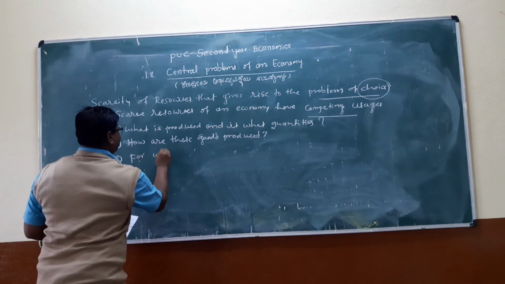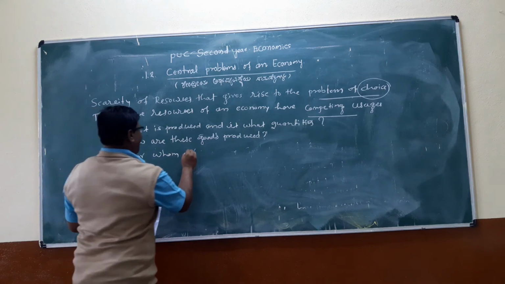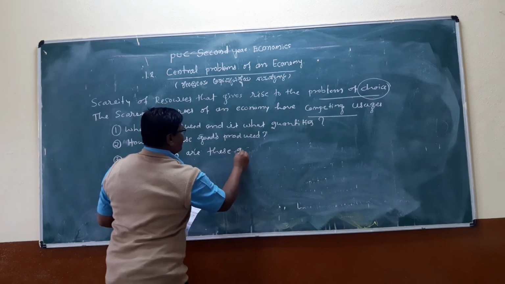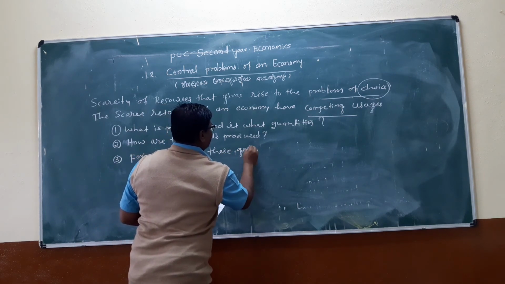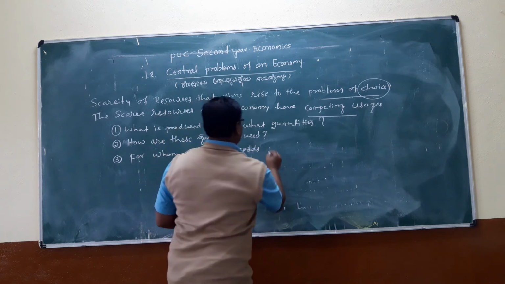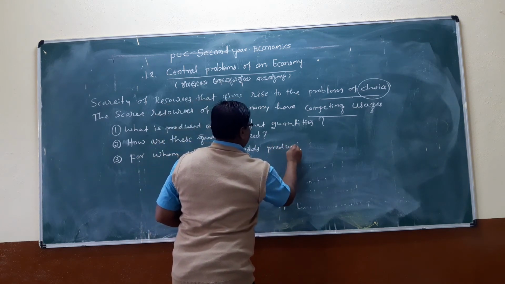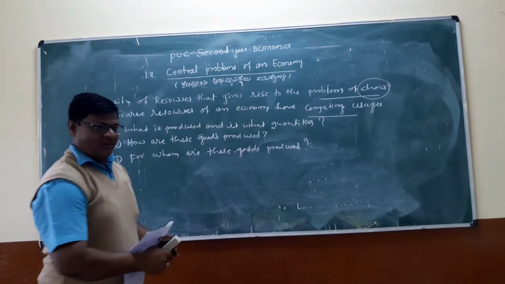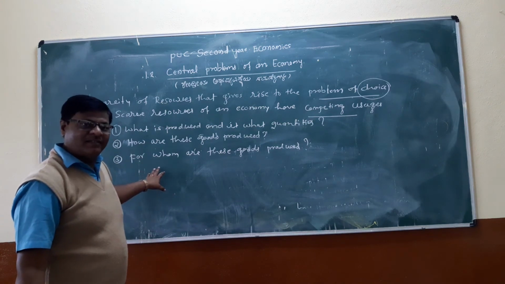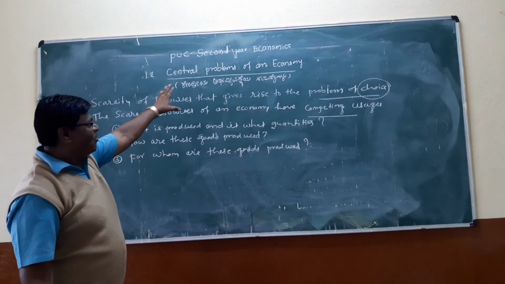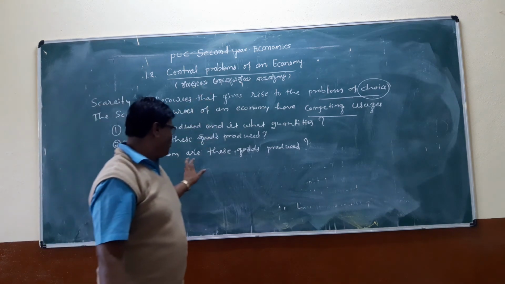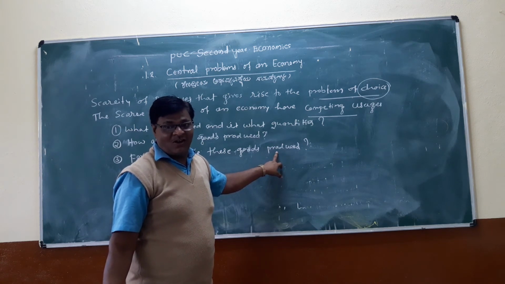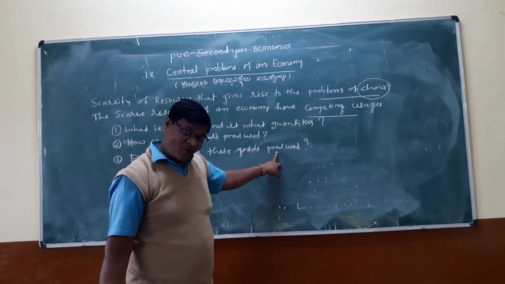For whom are these goods produced? The third central problem of an economy is: for whom are these goods produced? The first problems of an economy are what to produce, how to produce, for whom to produce.